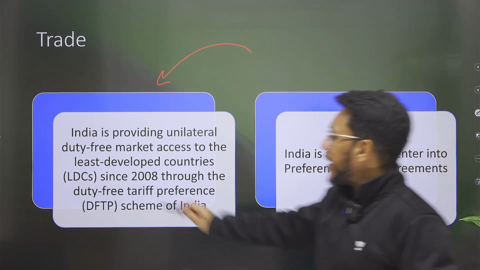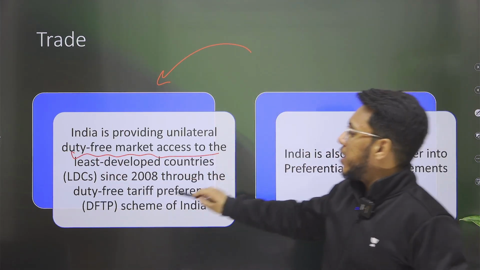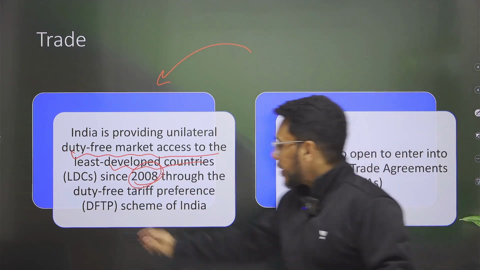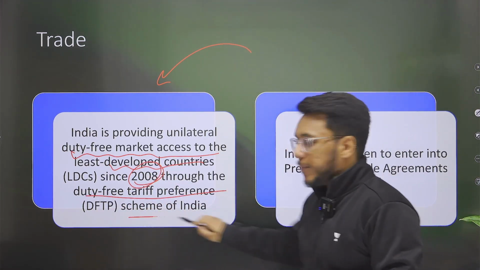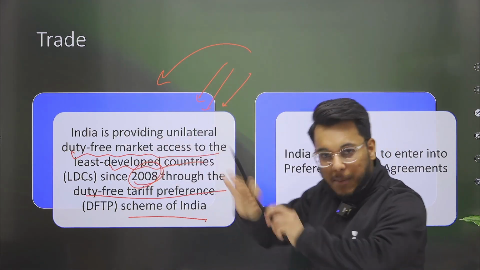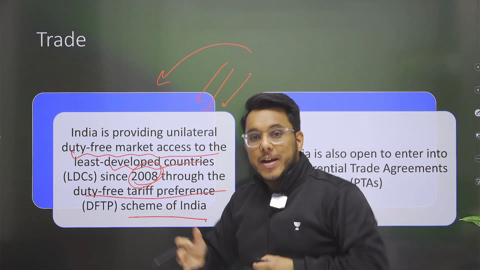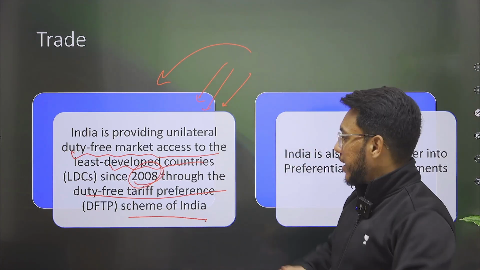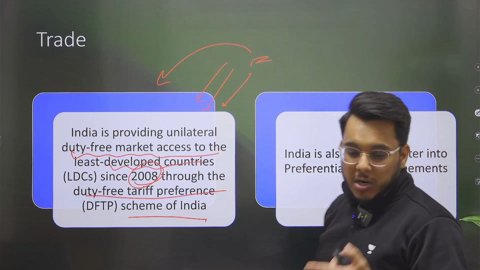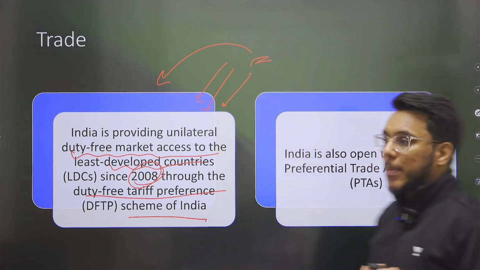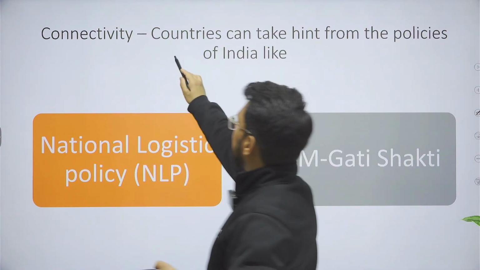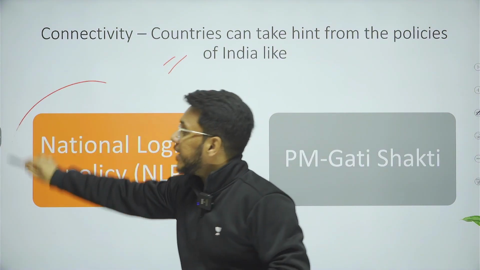India has already been providing duty free market access to least developed countries since 2008 through the Duty Free Tariff Preference Scheme. So we have already given preference to least developed countries. They can export goods to India, and there will be duty free trade. So it shows how India has held special regard for the developing countries, the global south countries. Moreover, on connectivity also, guys, India has brought some quite good interventions.